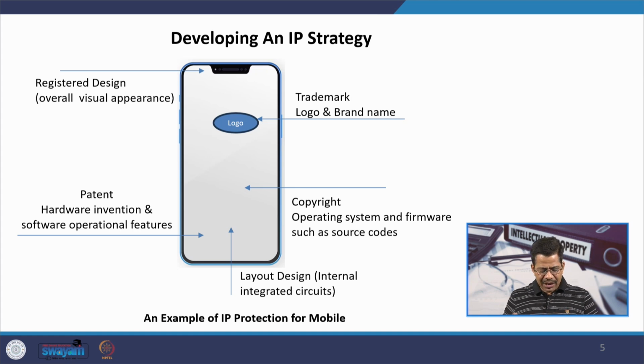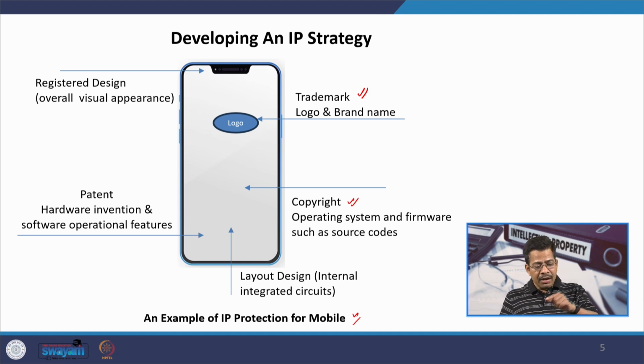Now, taking a very simple example, a mobile phone, a common device, all of us use it. In one single device like a mobile, if you see this diagram, there are so many different types of IP which are used. There is the logo which is appearing on your mobile, that is protected using the trademark. Then UI UX, how the appearance of that screen is looking, that is protected using the copyright type of IP.